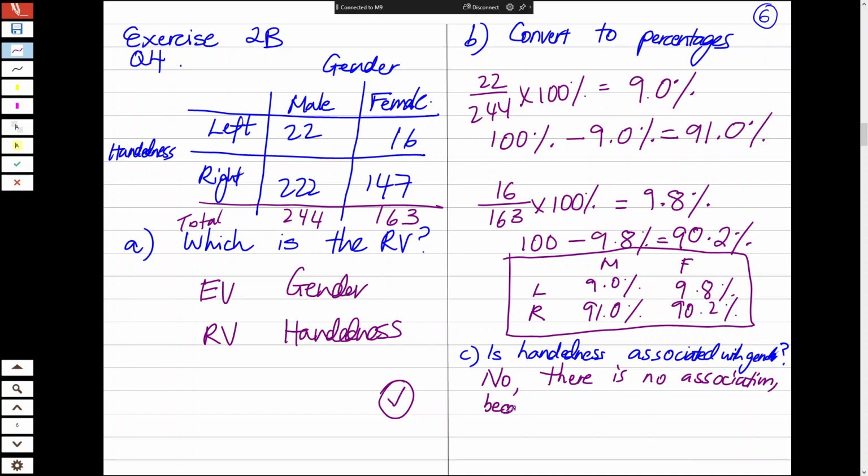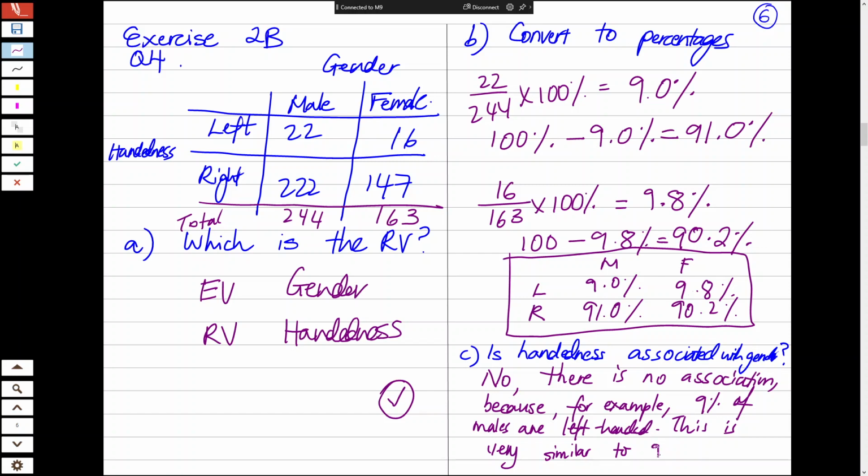Because, for example, 9% of males are left-handed. This is very similar. That means 91% of men are right-handed. What? No, I'm part of the 9%.